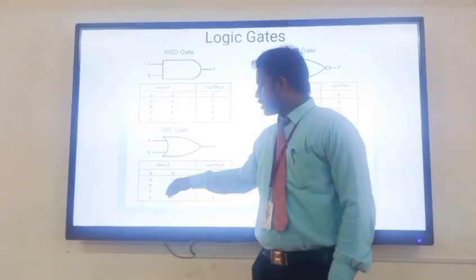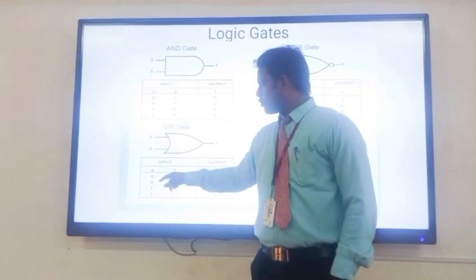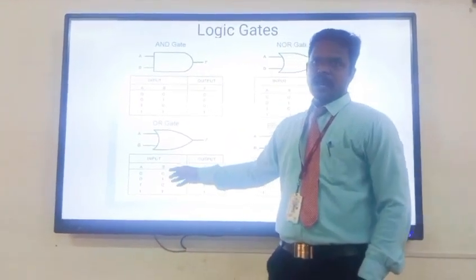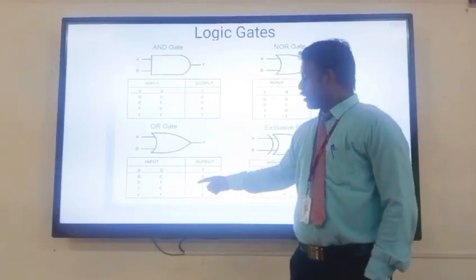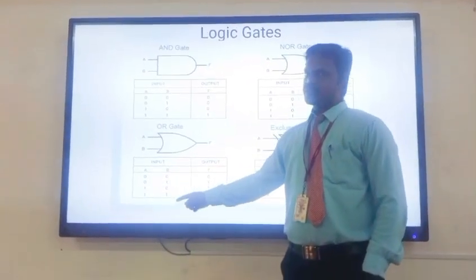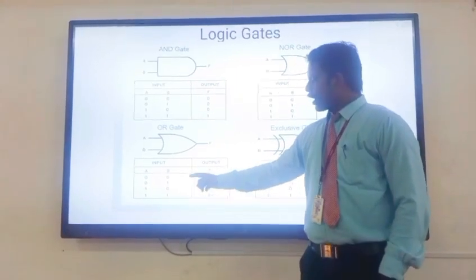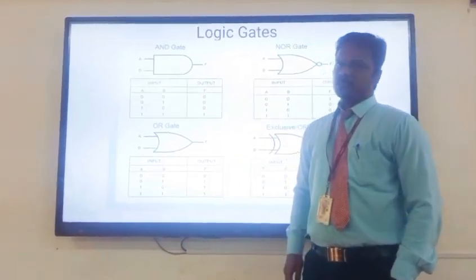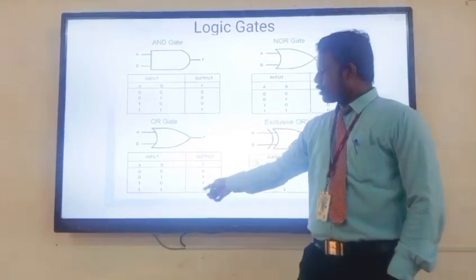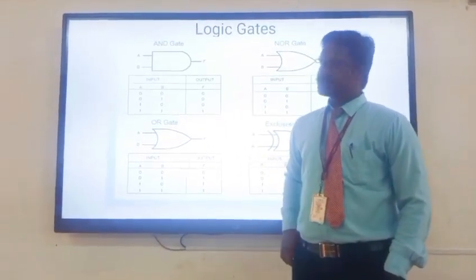Just consider the first combination, A equal to 0, B equal to 0. If you are adding both the inputs, your result will be equal to 0. Also consider the second combination, 0 and 1. If you are adding 0 plus 1, result is 1. The remaining combinations are the same: 1 plus 0 equal to 1, 1 plus 1 equal to 1.